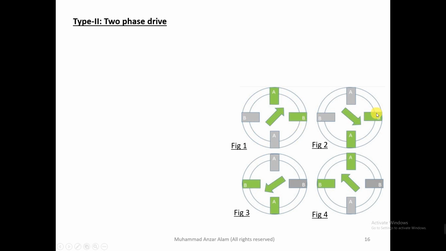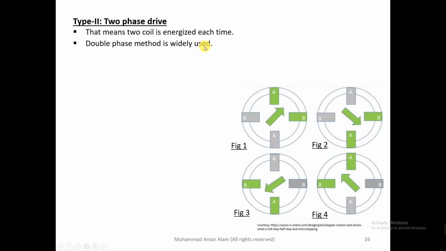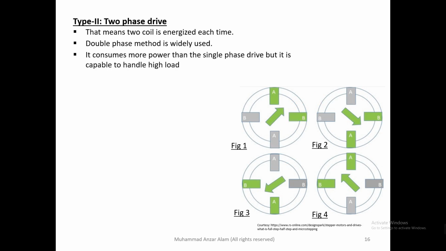A B, B A, then A B, and then B A. So two-phase drive means that two coils are energized each time. The double phase method is widely used. Yes, double phase, I mean we are applying two phases; we are energizing this one, and we are also energizing this one at the same time. So it's widely used.